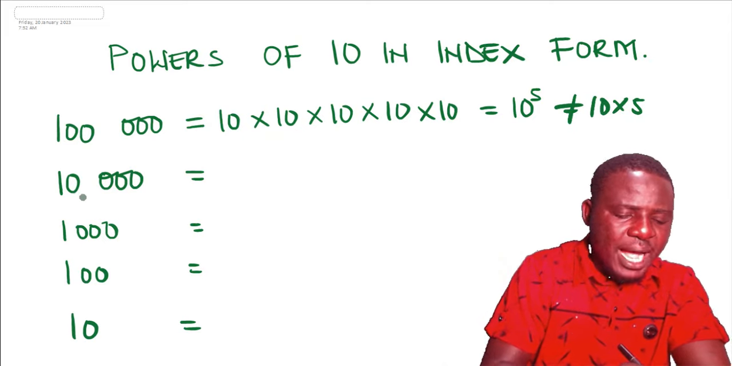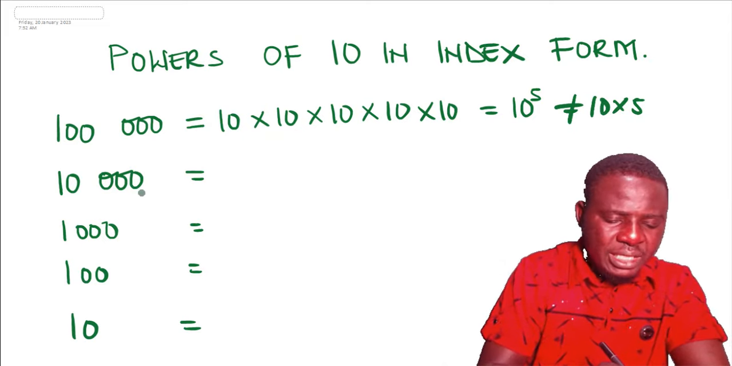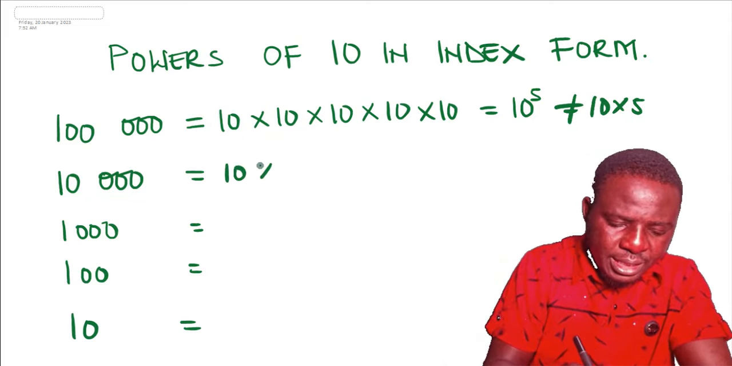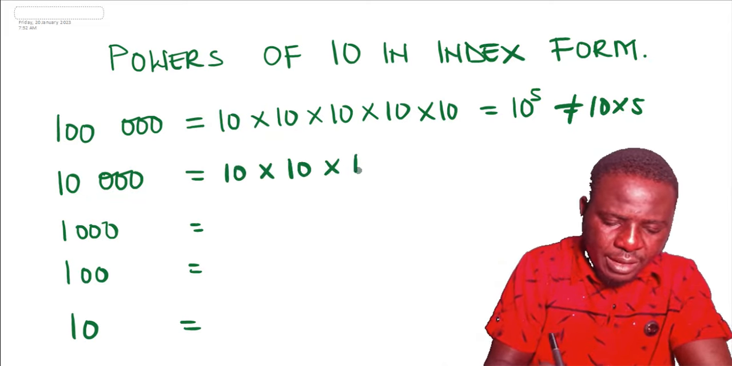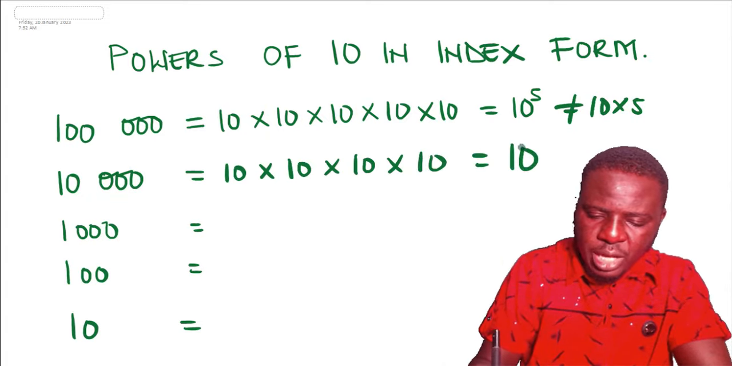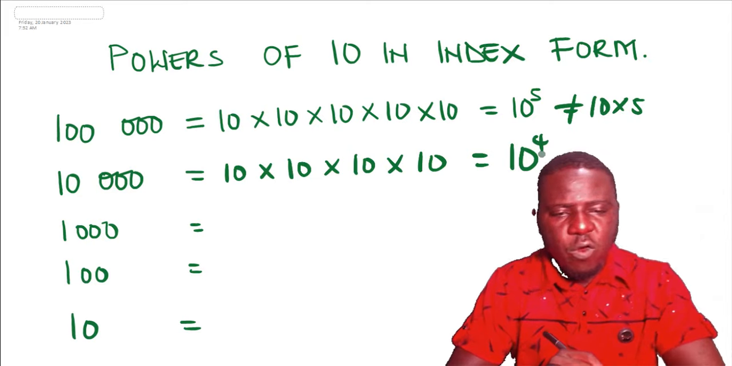Also, if I'm asked to express 10,000 in index form, this is going to give me 10 times 10 times 10 times 10, and that becomes 10 raised to the power of 4.